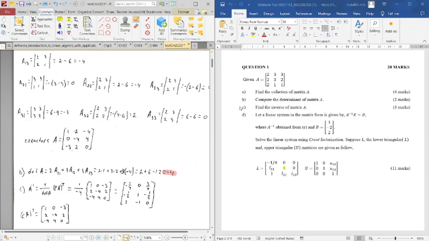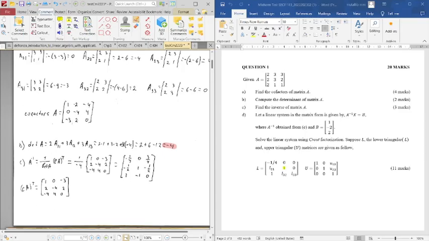And for question C, we need to find the inverse of the matrix A. To find the inverse of the matrix A, we have this formula. It's A inverse, which is denoted as A to the power of -1, equals 1 over the determinant of A times the matrix of cofactors transposed. So what does transposed mean?